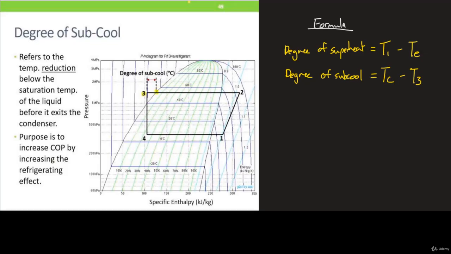So with that, that's all the formulas that you need to know how to use and what they actually represent.